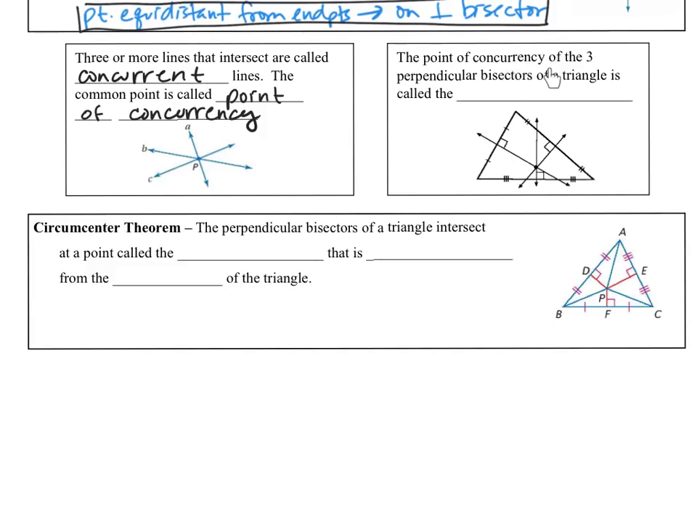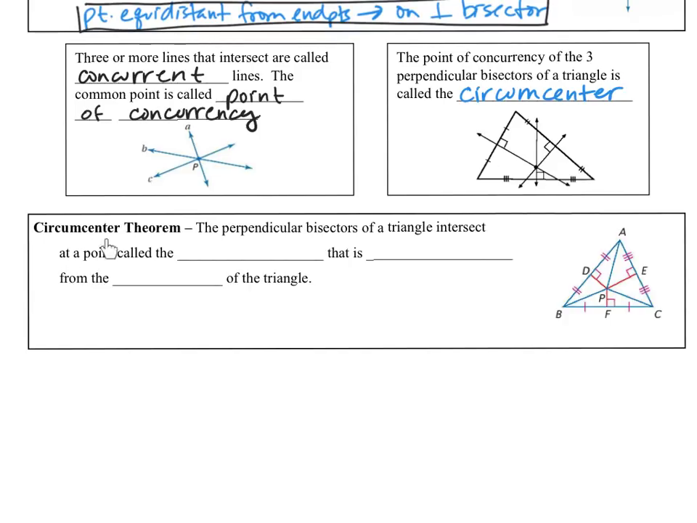Okay, so now let's use this vocabulary and see how it applies to triangles. If we have the point of concurrency of the three perpendicular bisectors of a triangle, like in this picture, we can see that each of these lines is perpendicular to a side, and it also bisects the side. So the three perpendicular bisectors of a triangle come together at a common point called the point of concurrency, and in this context, that point has a name. It is called the circumcenter. Okay, so the circumcenter is the point of concurrency of the three perpendicular bisectors of a triangle.